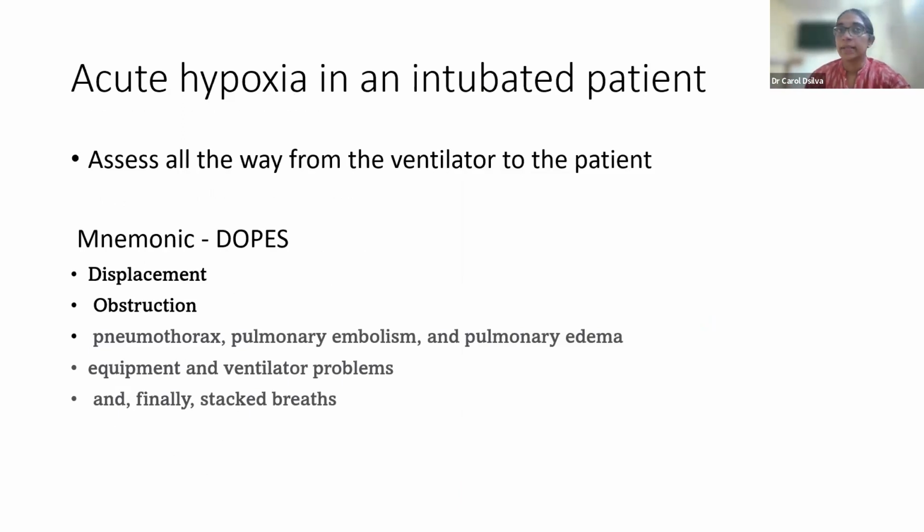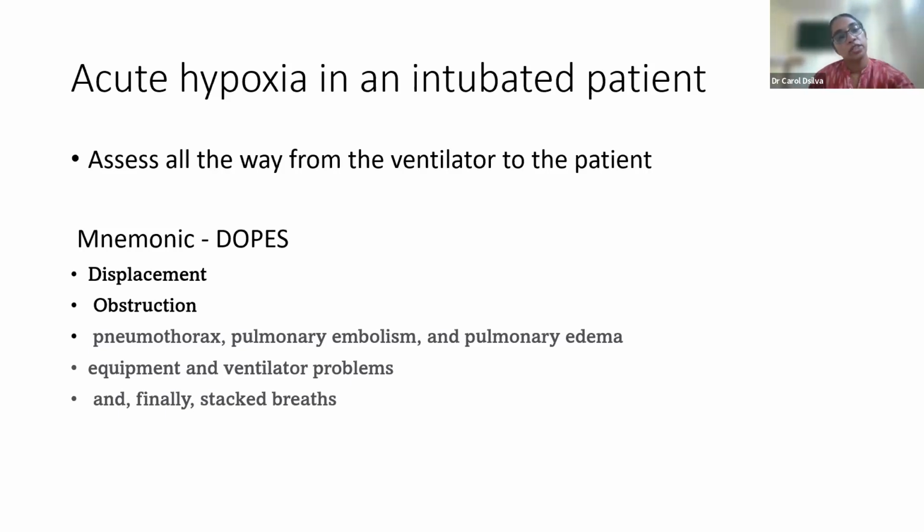DOPE. One is displacement. Displacement of what? Commonly the endotracheal tube, if the patient has an ET tube or a tracheostomy tube. Then obstruction of these tubes. Now, displacement, when I say, it could be either that the tube has migrated out or the tube has migrated endobronchially. If there's an endobronchial movement, it commonly goes to the right side. So if you auscultate or look at the patient, there will be no left-sided chest movement, and you will not hear any air entry on the left if you auscultate these patients.